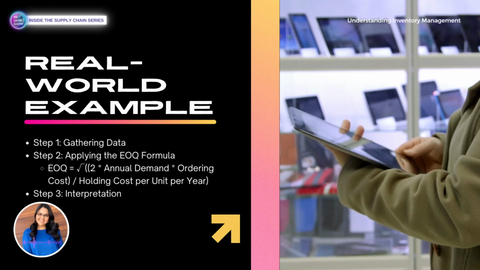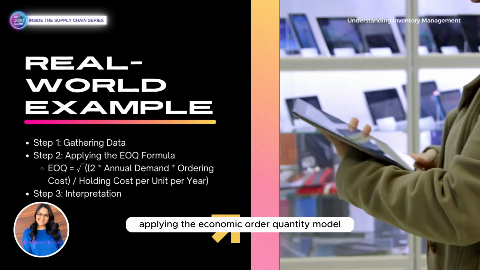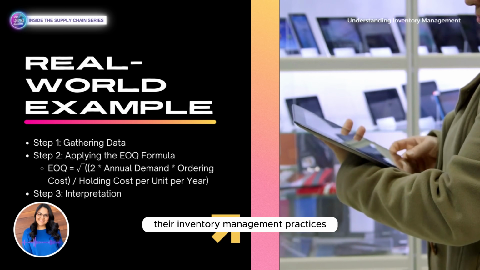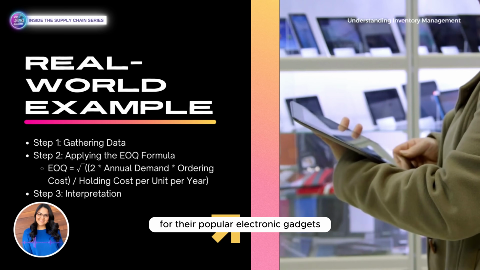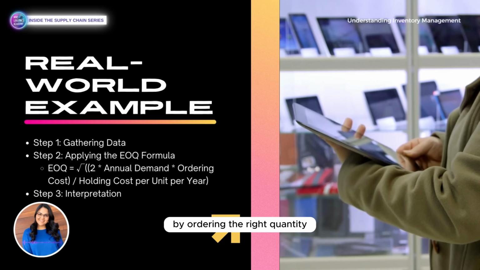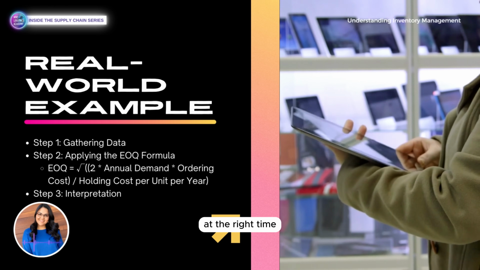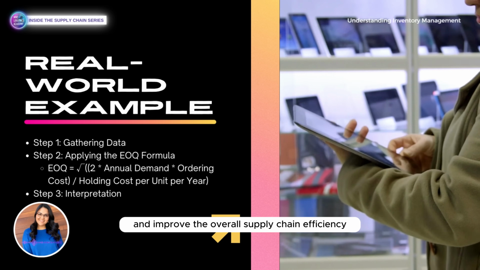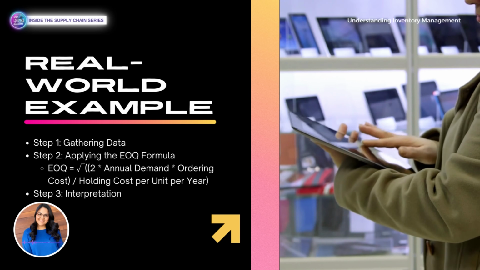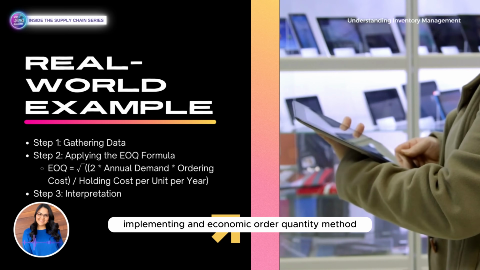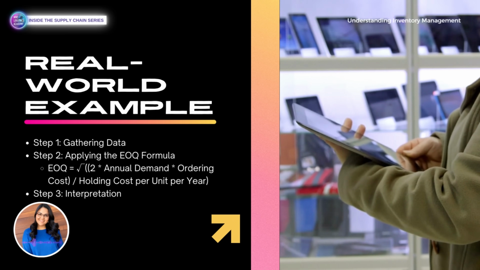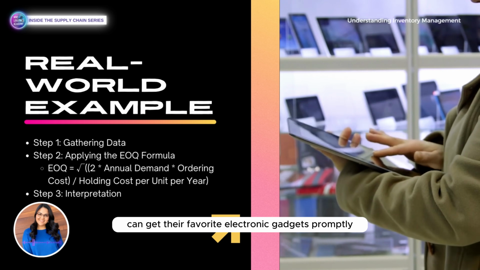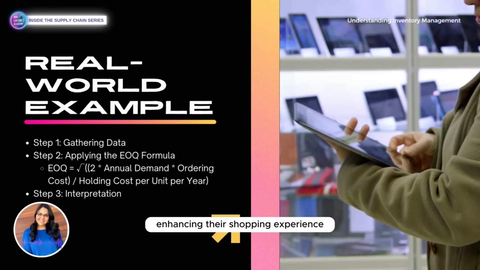In conclusion, as you can see, applying the economic order quantity model has allowed the retail store to optimize their inventory management practices for their popular electronic gadgets. By ordering the right quantity at the right time, the store is going to reduce the holding cost and improve the overall supply chain efficiency. Implementing an economic order quantity method not only enhances the store's profitability, but also ensures that customers can get their favorite electronic gadgets promptly, enhancing their shopping experience.